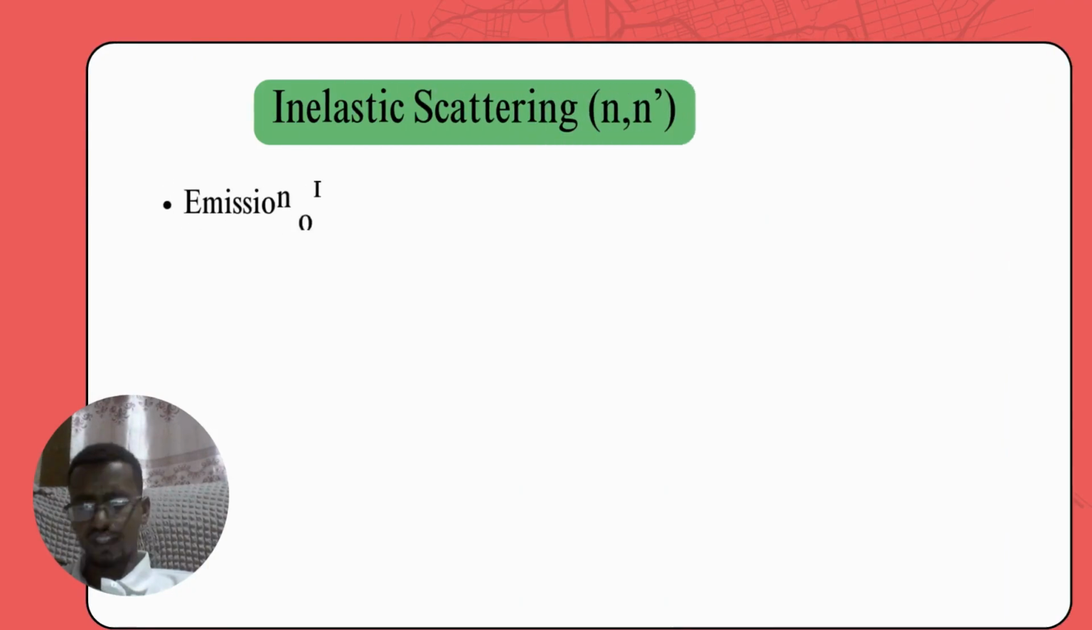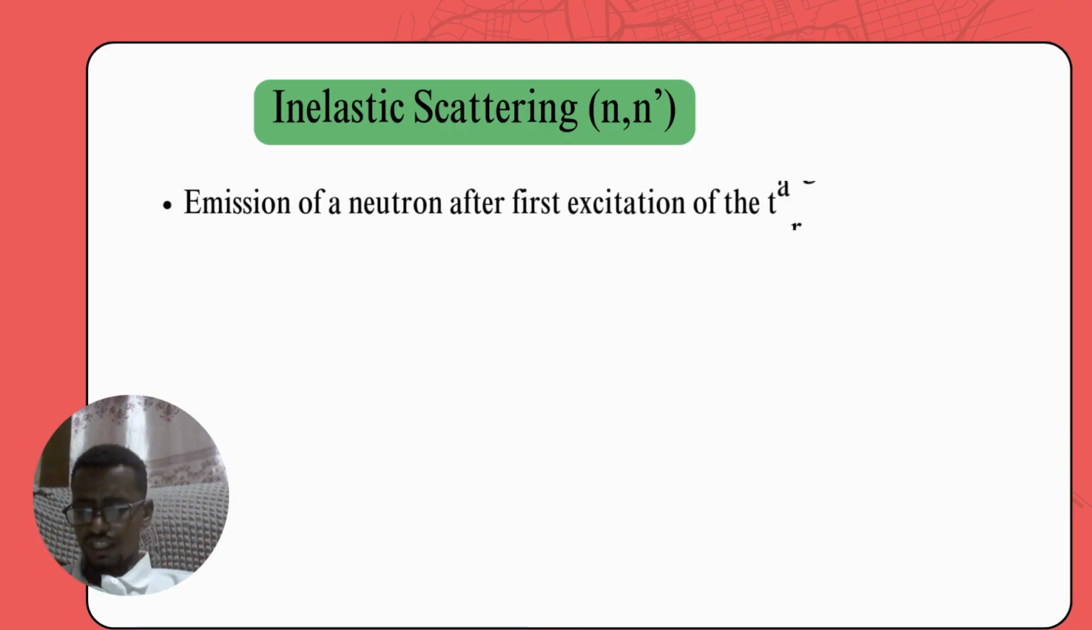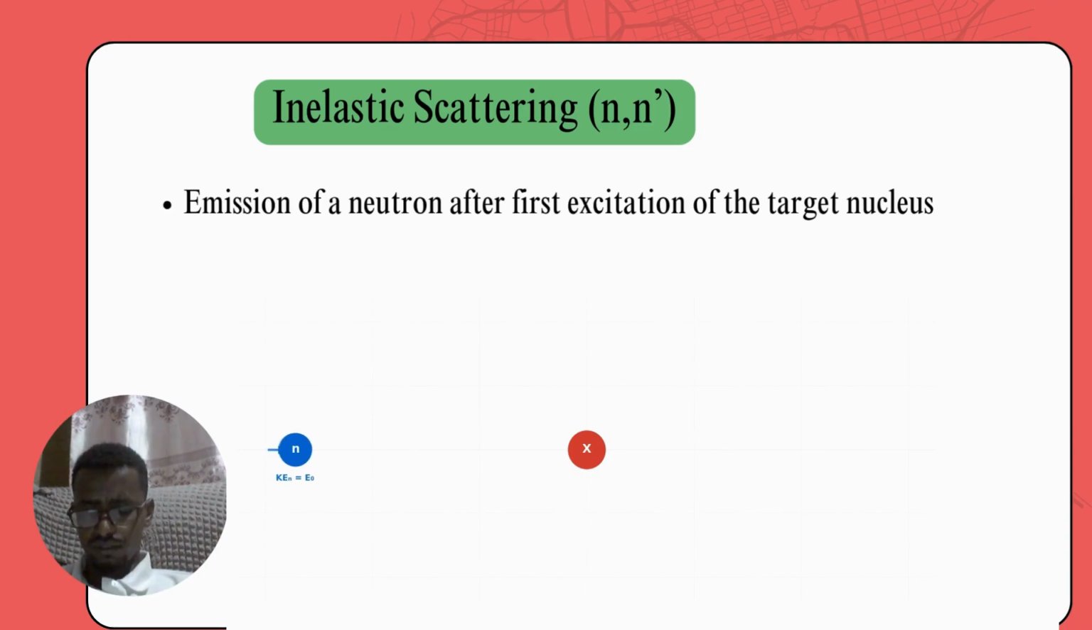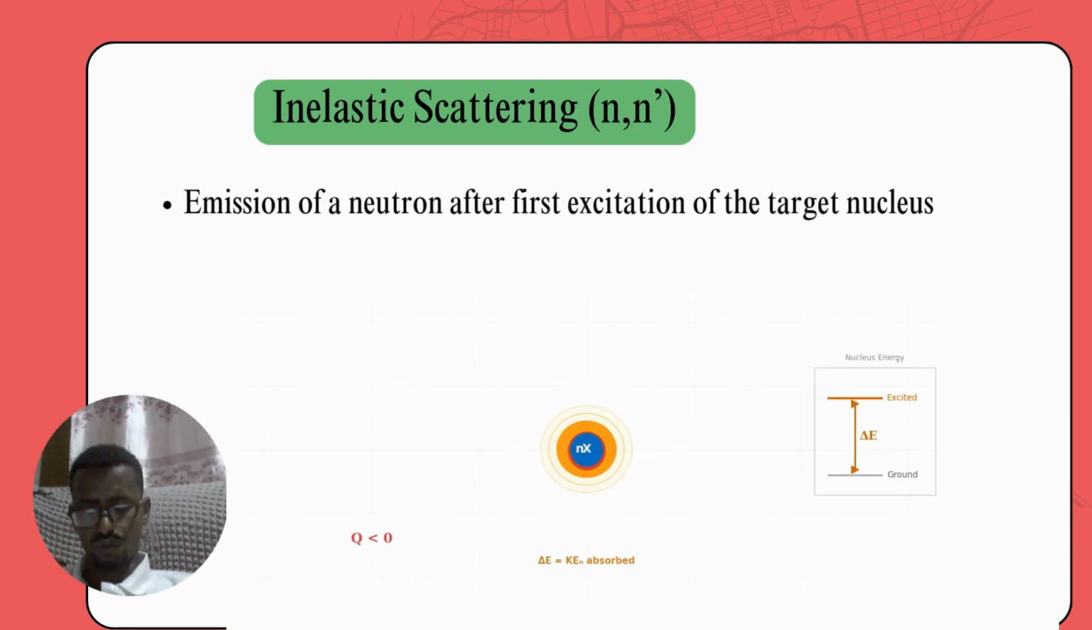Okay, in elastic scattering, in this type of scattering, kinetic energy is not conserved, which means the high-energy neutron interacts with the target nucleus, and the target nucleus absorbs some kinetic energy of the neutron and becomes excited. Then the neutron is slowed down. The scattered neutron will be slowed down.